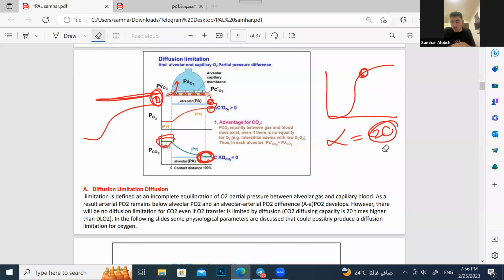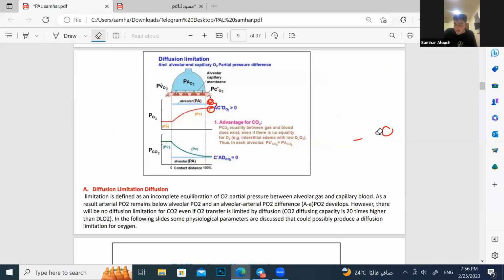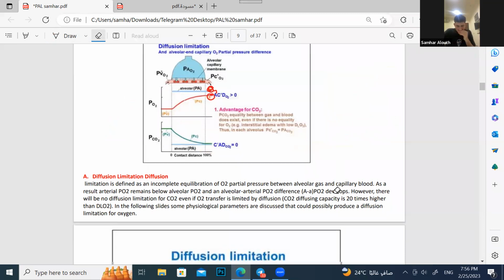But just know, in carbon dioxide, the solubility is 20 times higher. So no matter what, there is no diffusion limitation. It will actually reach the level of the alveoli at the end. Okay? Okay. These are very important concepts.